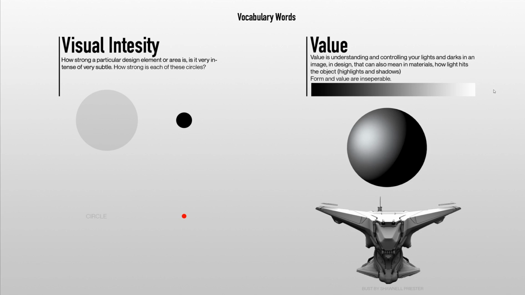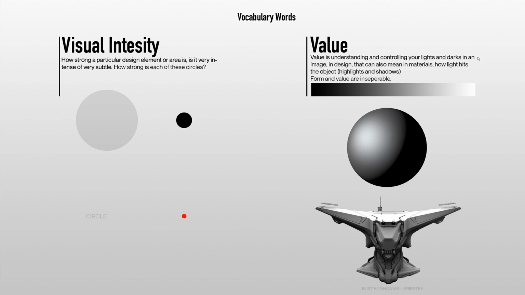The next thing I'd like to talk about is visual intensity. Now, visual intensity is very important. It's how strong a particular design element or area is. It is either very intense or subtle. How strong is each of these circles? If you look, we can see that the smallest circle is actually probably the strongest thing on the screen, or one of them, because of its color. But then we have a large circle, but because of its value, it's actually very subtle. And so it's very important to be cognizant of what is visually intense in your design and what isn't.